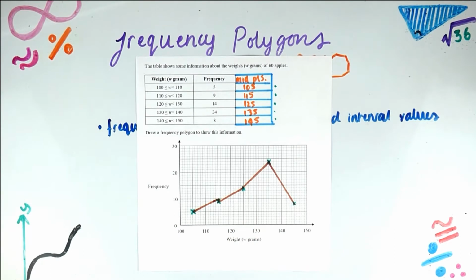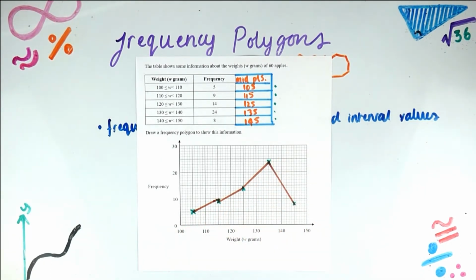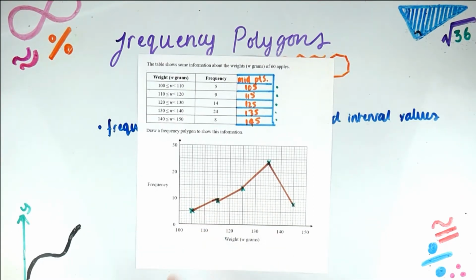So there we have our frequency polygon, and as you can see, it looks like some sort of polygon-y shape, and that's how I remember it. So you take the midpoint of each group and you plot it against the frequency.